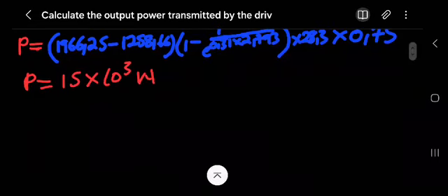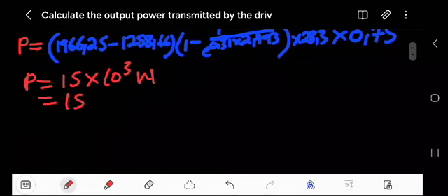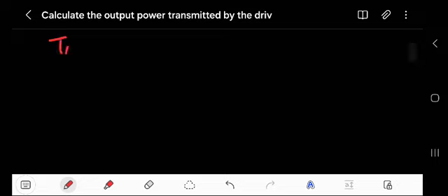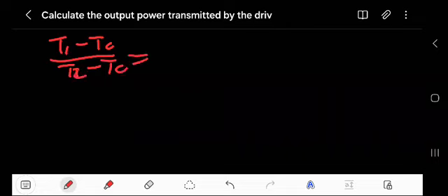But if we want this to be in kilo, it can be in kilowatts if you want. So this is what it is. But you can use another method. Let's say you prefer to use the formula that we are used to. We are going to say (T1 minus TC) over (T2 minus TC) will be equals to e to the power mu theta.